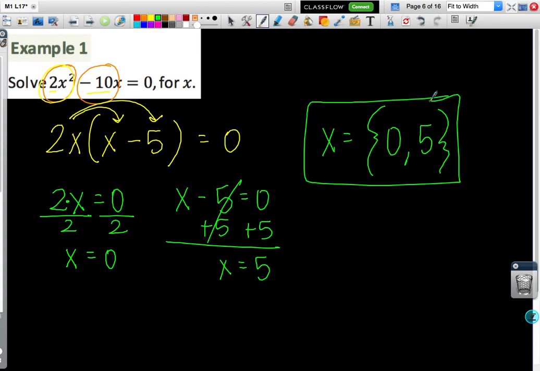So again, what we did here is we had to factor it, which is basically just backwards distributing. And you can easily use distributing, or the distributive property, to check to make sure that you did in fact factor this correctly.